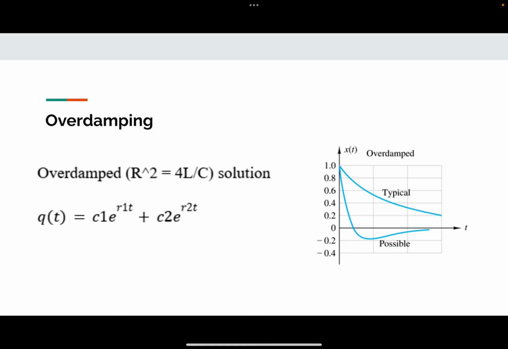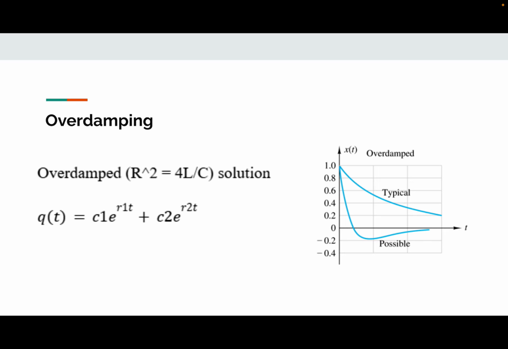So one of the first cases we could have is overdamping. In an overdamped RLC circuit, the resistance is large compared to L and C, so R squared is greater than 4L over C. The charge decays towards zero without oscillating, and the circuit returns to equilibrium slowly and pretty smoothly, as you can see. The solution has the form Q(t) equals C1 e to the r1 t plus C2 e to the r2 t. Overdamping ensures stability without oscillation, but can lead to slow response times in practical circuits.